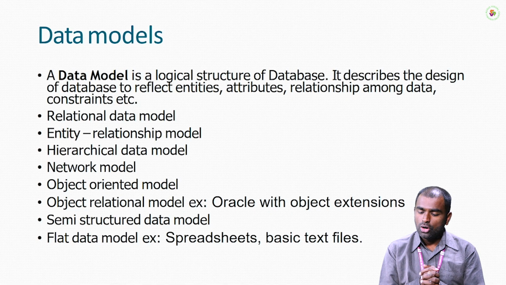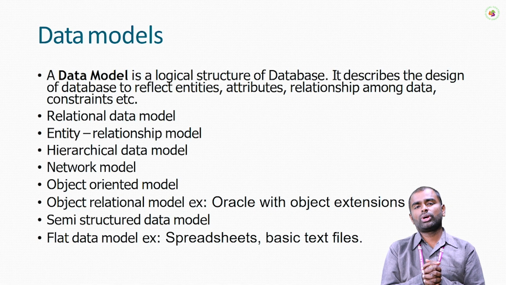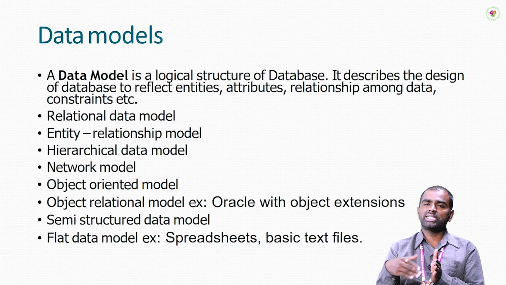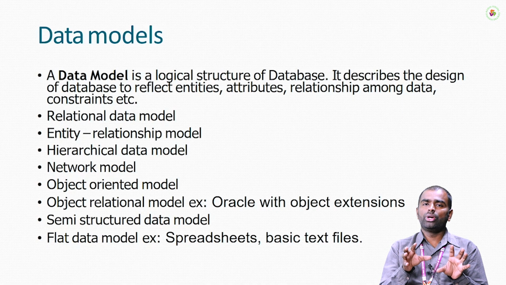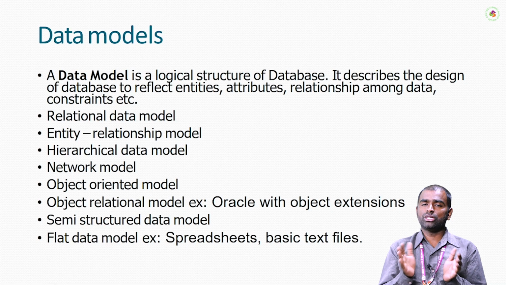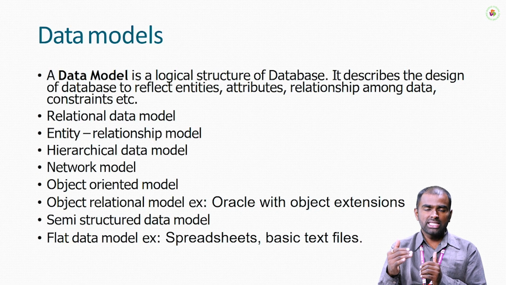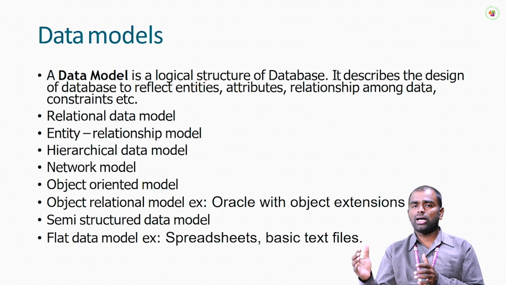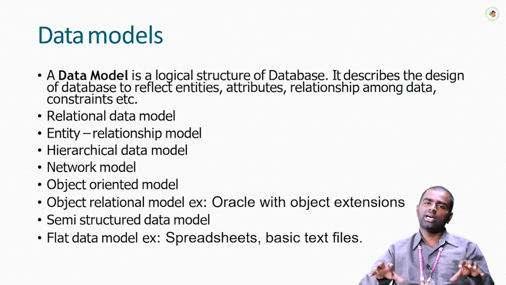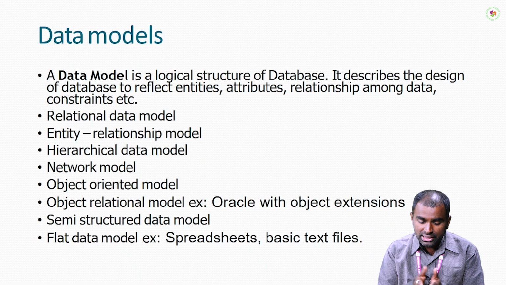Object relational model is Oracle with object extensions. Oracle is a software package that maintains the data. In that you will see the object extensions, different objects, how they are stored, and how they are connected to each other. Next, the semi-structured data model. It is not fully organized. Semi means up to some extent it is organized, and some unorganized data is also there. It is a mix of organized data and unorganized data together.